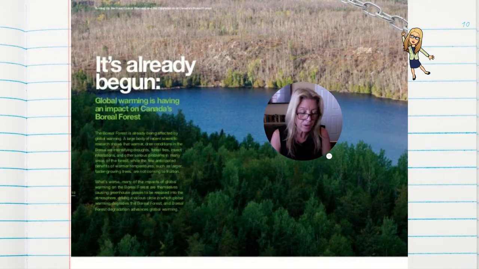But right now, what I want you to have for your notes is increasing greenhouse gas concentrations in the air are warming the earth and altering the distributions of many species. Some species will not be able to shift their ranges quickly enough to survive.